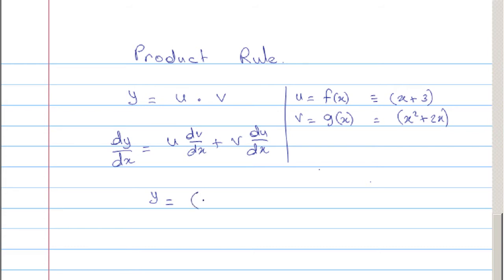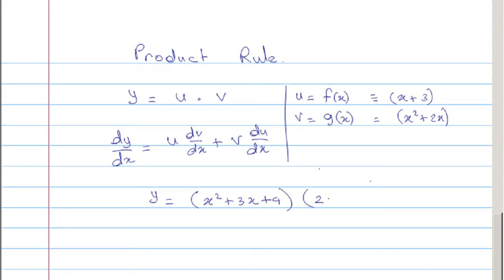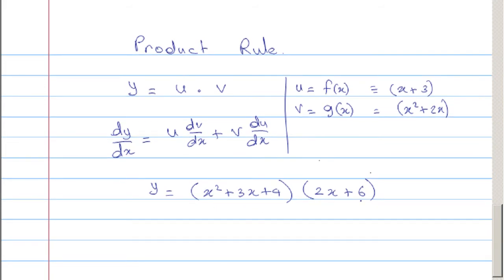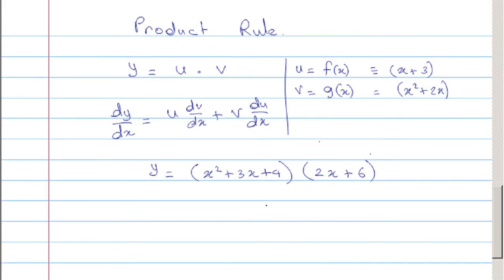So let's say I take two functions. Let's say I have the first bracket, x squared plus 3x plus 4, times 2x plus 6. And the product rule is mostly useful when you have things like e to the power x, sine x, cos x, and all trigonometric functions. But since I haven't gone through the derivatives of them yet, I'll just use basic polynomials. Now in this case, of course, you could multiply the brackets out and then work it out. But for this example, let's use the product rule.